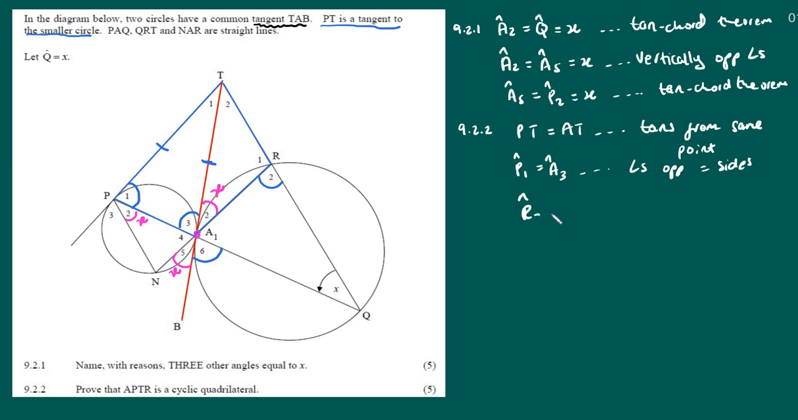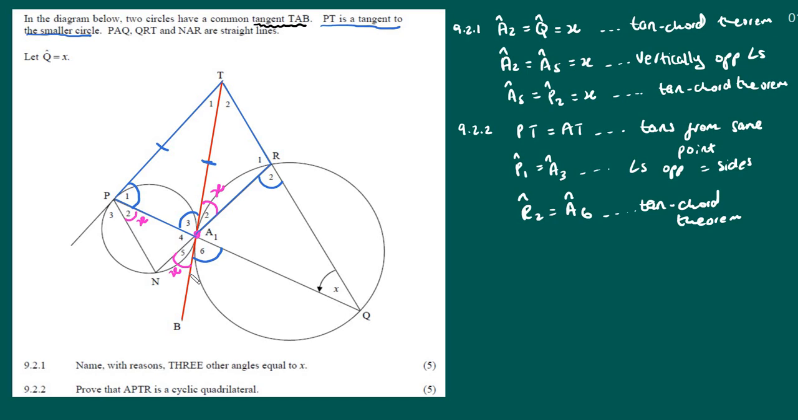R2, check it. R2 is equal to what? To A6. What's our reason? The exterior angle of a triangle. Ma'am, I take my lollipop back. Tan chord theorem, because you can see TAB is a tangent, and when you look at AQ, which is the chord, it forms an angle R2 on the circumference. So R2 should be equal to A6.